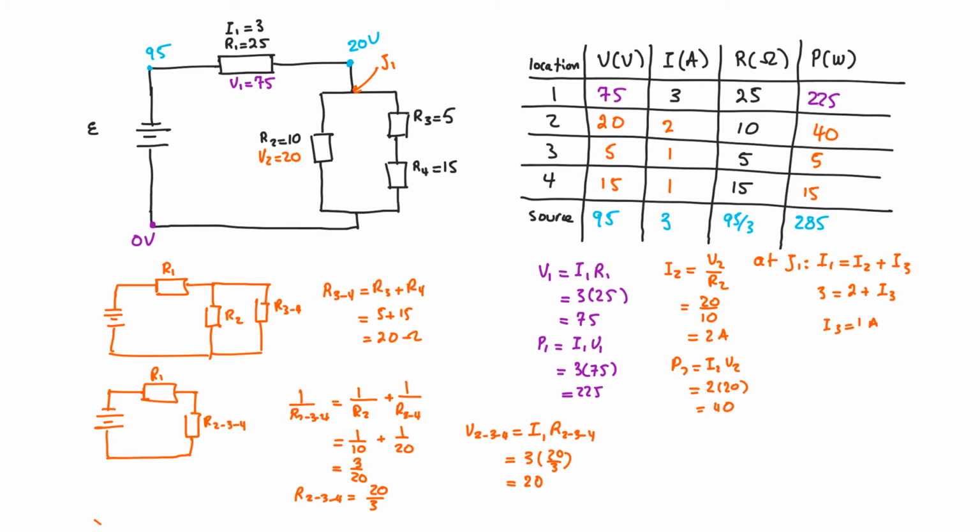To check, one way of making sure that my solution might be correct is to make sure that all these powers add up to the power here. I have 225 here. I add 40, I'm going to get 265. I'm going to add another 5, I'm going to get 270. And I'm going to add another 15, I'm going to have 285, which is the power provided by the battery source, or the energy that's being supplied every 1 second. And that's exactly what I have, which means that my analysis is very likely correct.